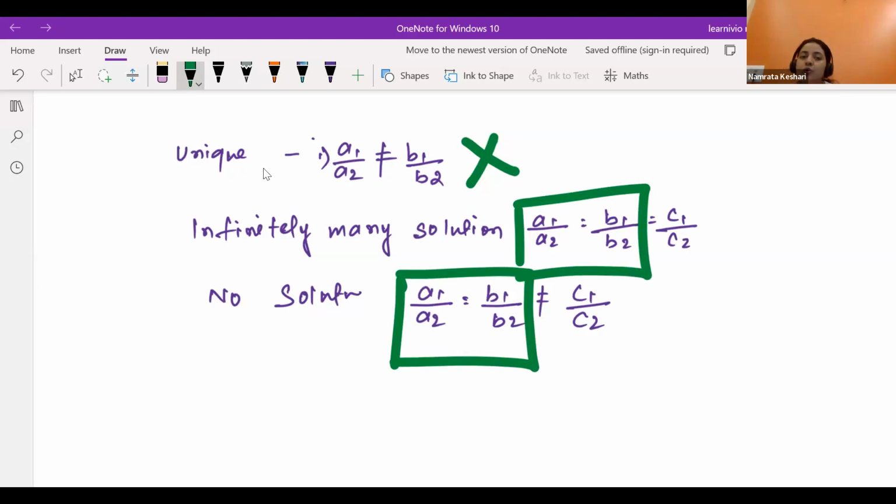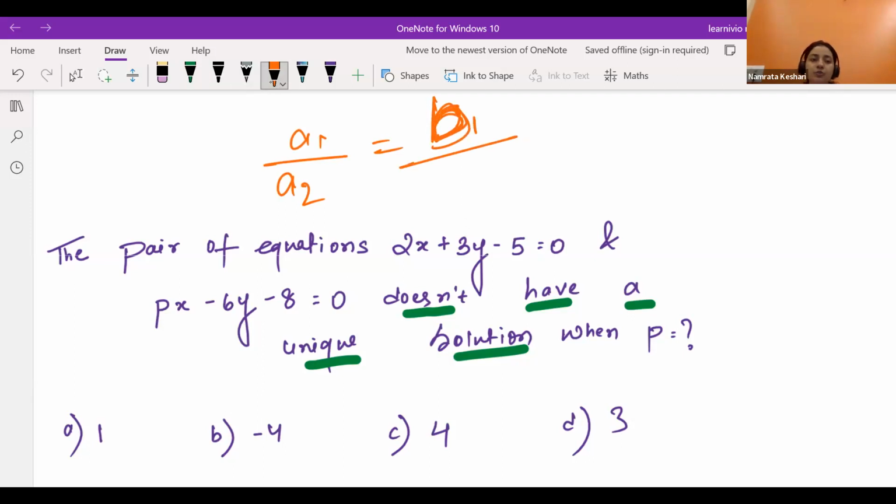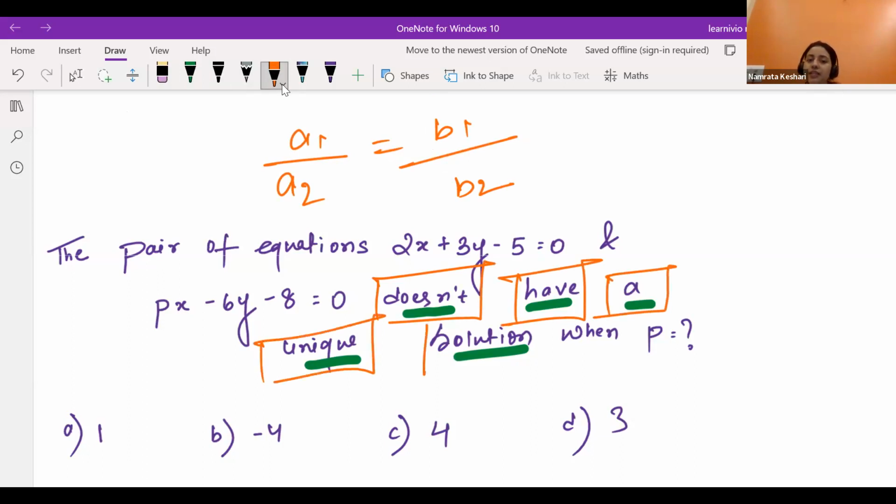Yes, ma'am. If we compare only a1 by a2 with b1 by b2, then we will be on track. We have used a condition which is not unique, because unique means both must not be the same. Not unique means it doesn't have a unique solution. That means we can take a1 by a2 is equal to b1 by b2. Can we say that if it does not have a unique solution, we can take a1 by a2 equal to b1 by b2? Yes or no? Because for a unique solution both must not be the same, and we are taking both as the same. Yes, we can take that.